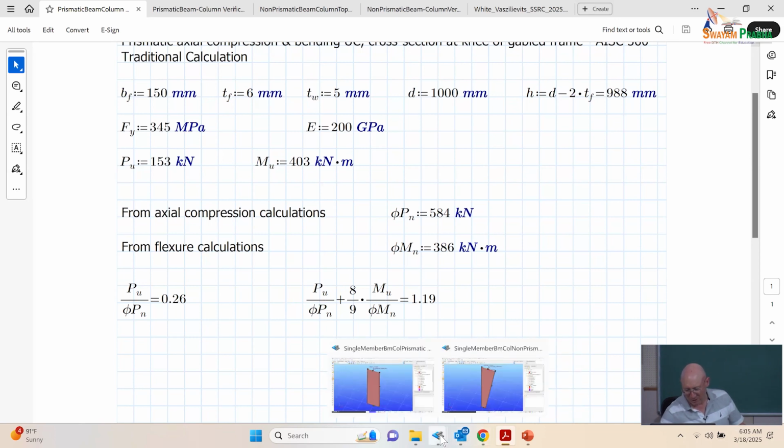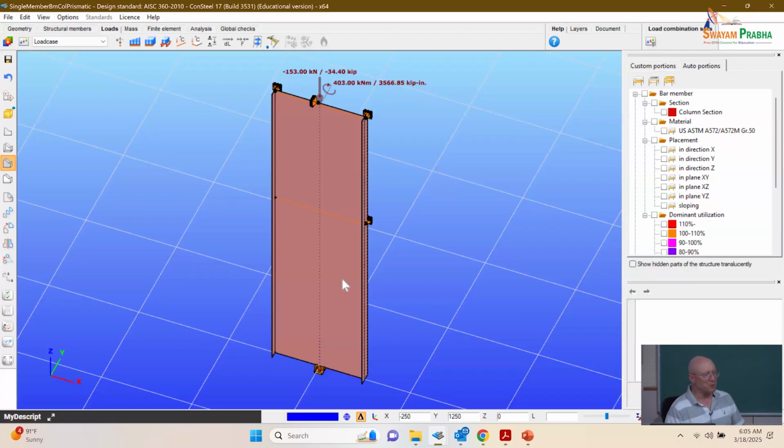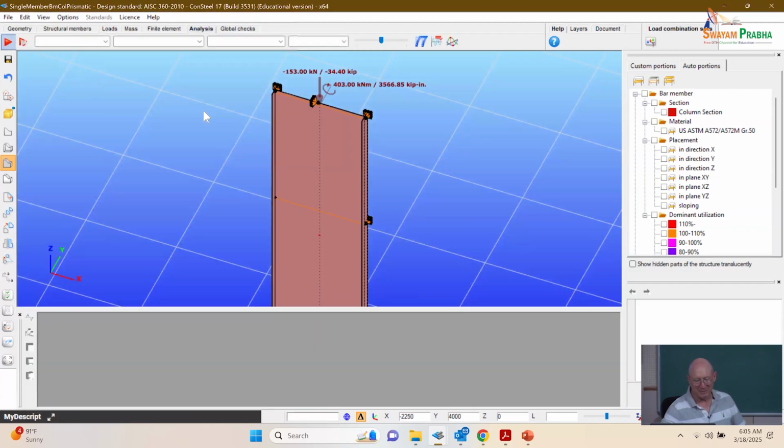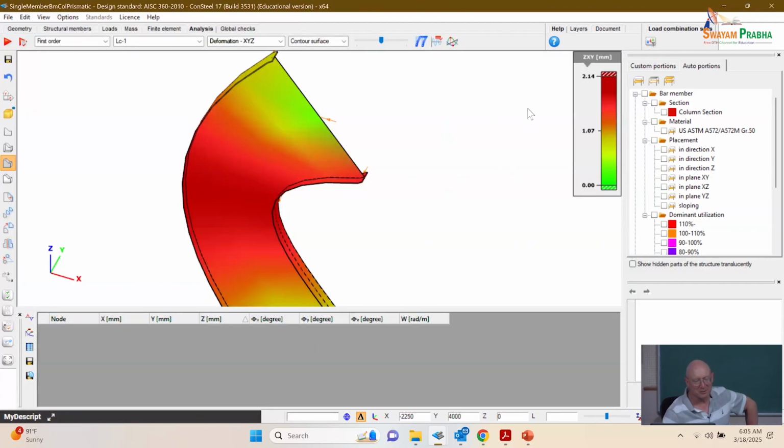If we've got combined axial compression and flexure, why don't we analyze combined axial compression and flexure? Why are we doing them separately? So let's analyze them. We run the analysis.